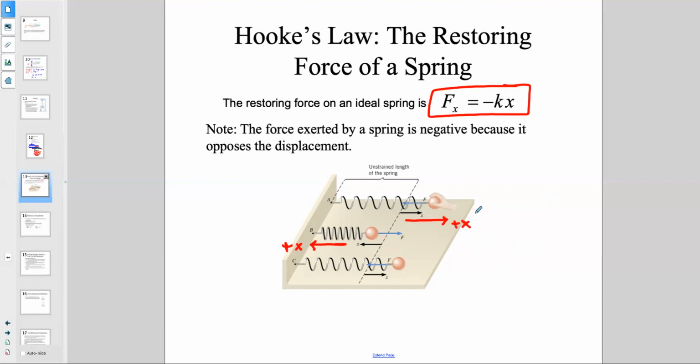So pay attention to this. The direction of displacement is always positive, and that's why you have a negative for force, because it's always in the opposite direction of displacement. The same stuff over here, all right? The same stuff over here.